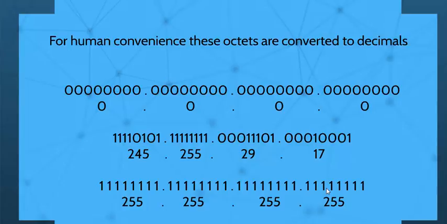For example, if there are 8 zeros, it is represented as decimal 0. And there is one more example given here, that is 4 ones followed by 0101, which can be represented as 245. If all bits in the set or octet are ones, then it is represented as 255.